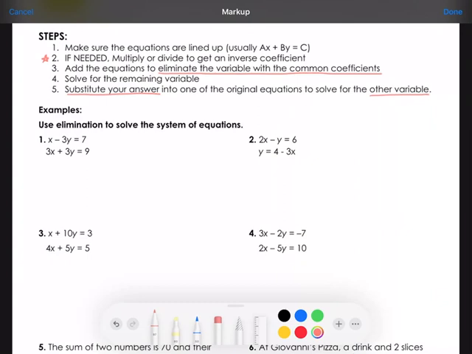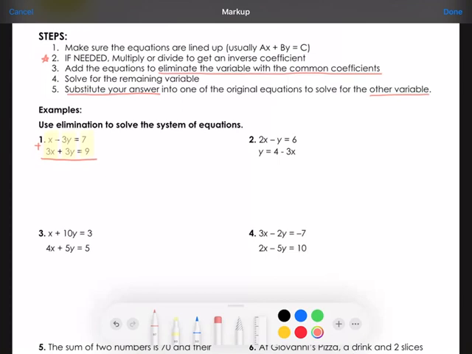So this first one is about as straightforward as it gets. If we look at step 1, we need to make sure the equations are lined up, meaning that we want our x's with x's, and sure enough they are right here. We want y's with y's, equals with equals, and then we want these numbers on top of each other. So this one is already good to go, they're lined up.